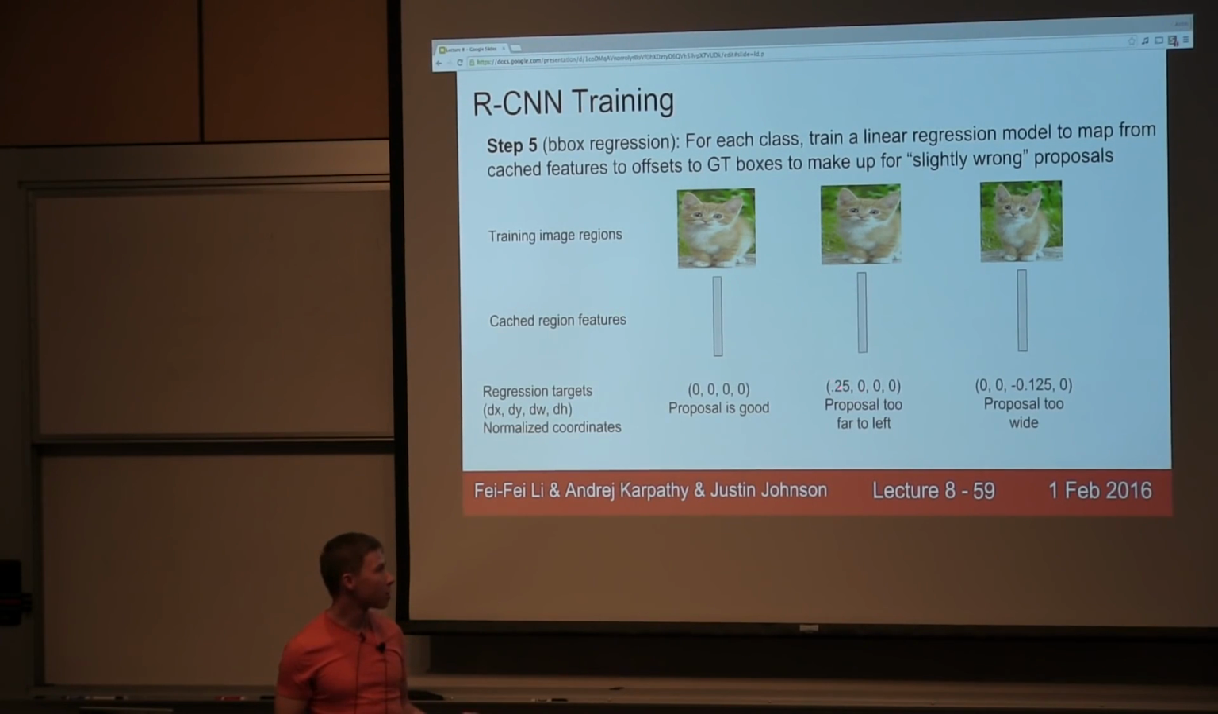So we want to regress to this correction vector that tells us we need to shift a little bit to the right. Or maybe this one is a little bit too wide. It includes too much of the stuff outside the cat. So we want to regress to this correction vector that tells us we need to shrink the region proposal a little bit. Again, they just do linear regression, which you know from 229. You have these features, you have these targets, you just train linear regression, and that's that.